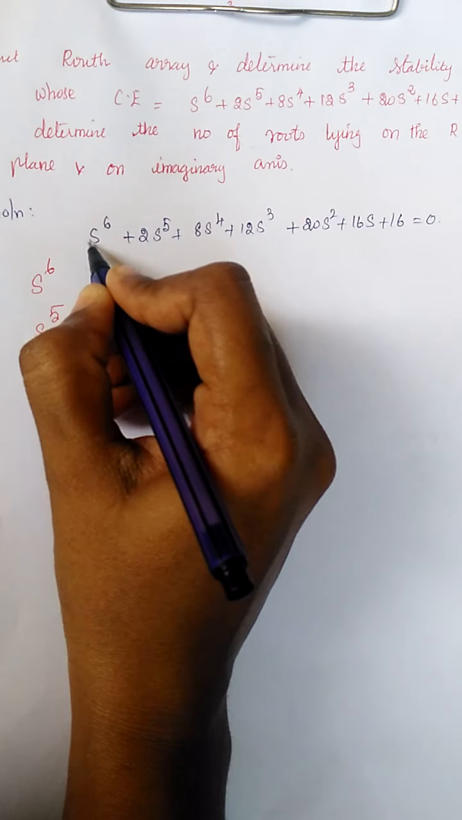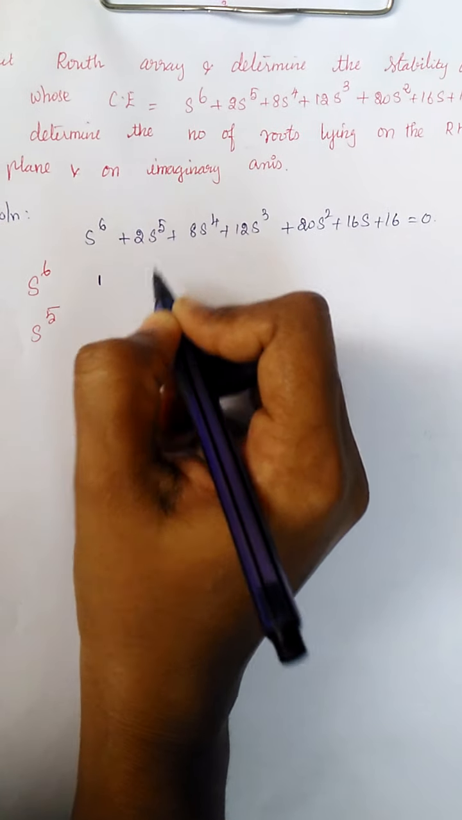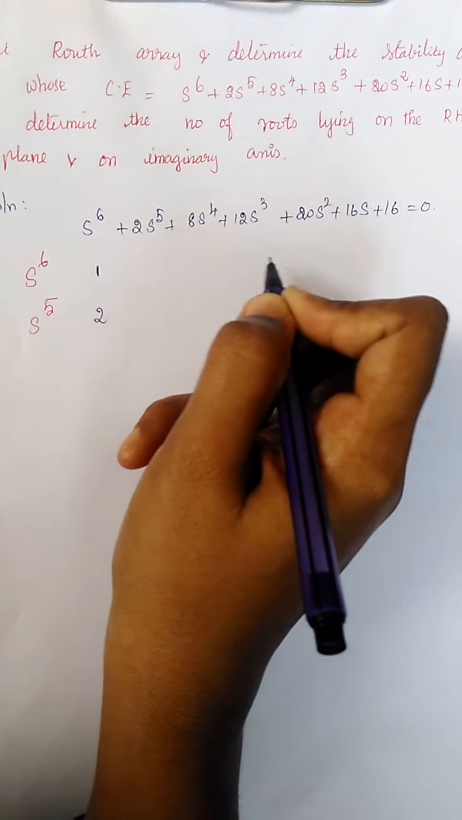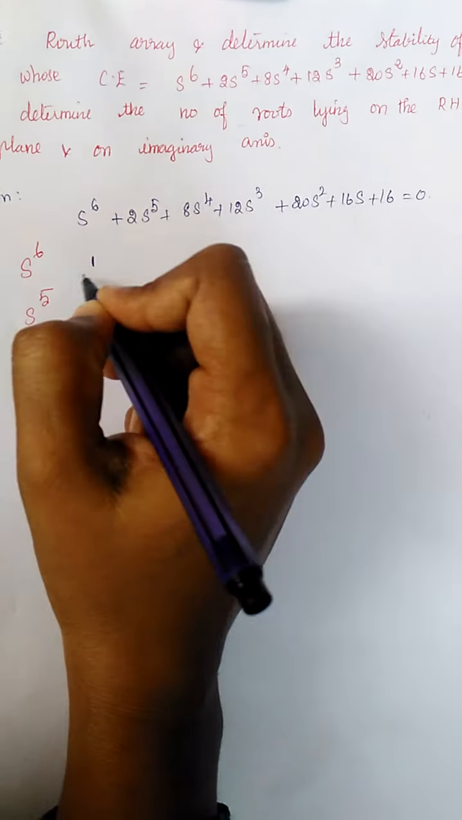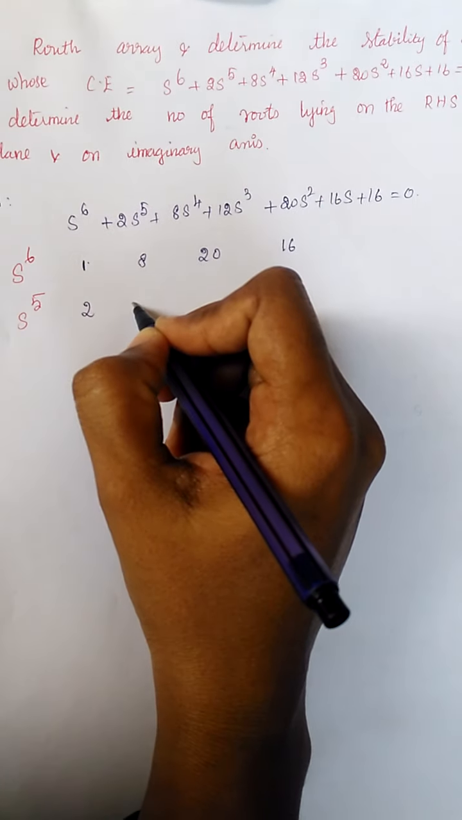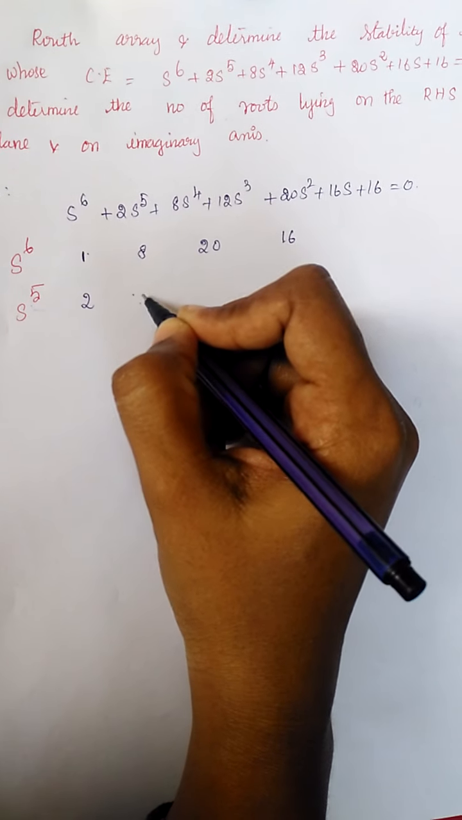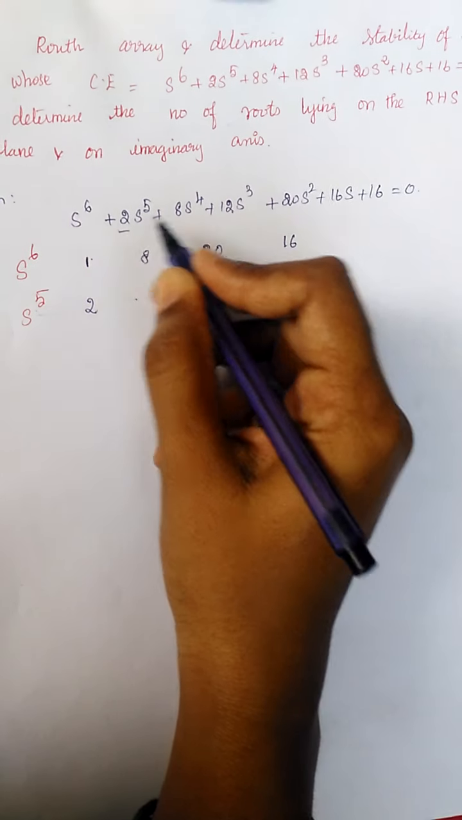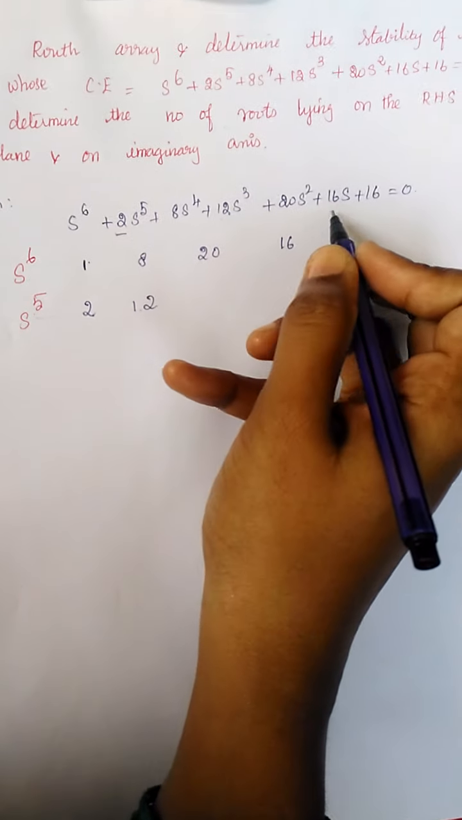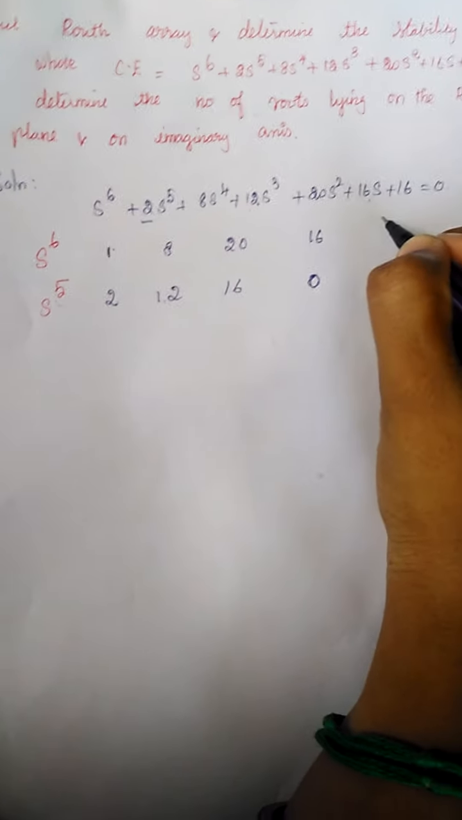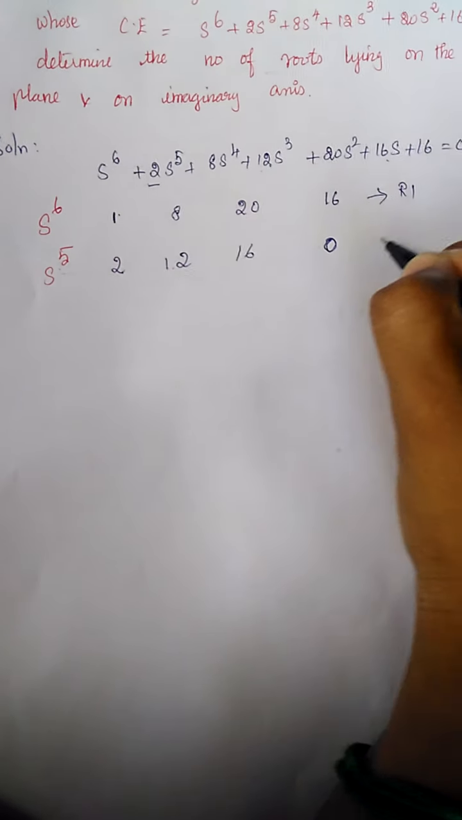You have s power 6 having the constant 1, then s power 5 having the constant 2. You have to write in a zigzag manner. That means the first row should be filled with the even orders: s power 6, s power 4, s power 2, then s power 0. The second row has the odd powers: s power 5 is 2, s power 3 is 12, s power 1 is 16. There is no element for the last place, so it's 0. Consider this as row 1 and this as row 2.